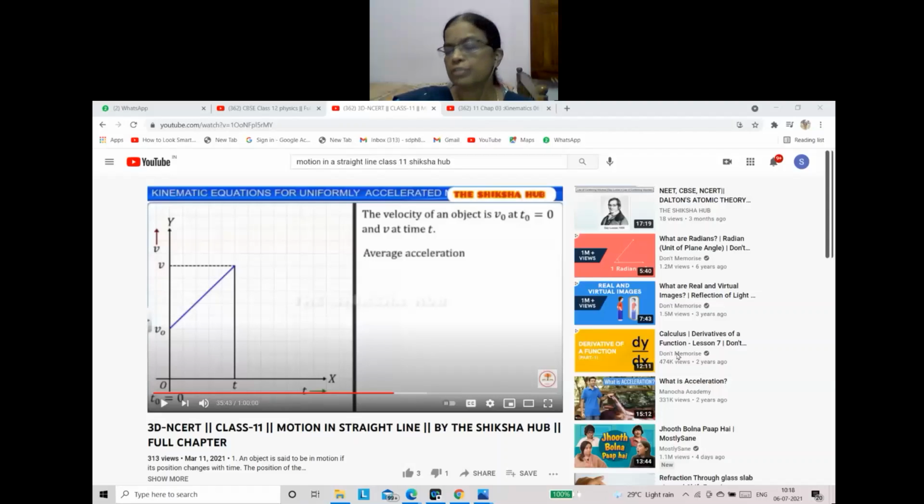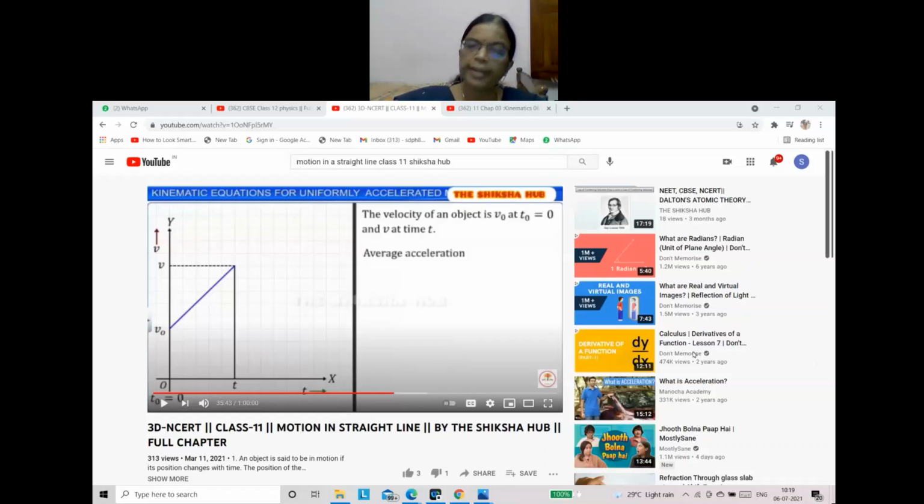Fatima. Area under the graph gives what? Area under VT graph. Don't know. Fatima, area under the VT graph gives what? Just now I explained one graph. Area under the graph we got. What we got? Don't know. Okay.